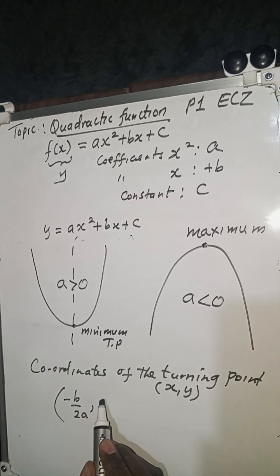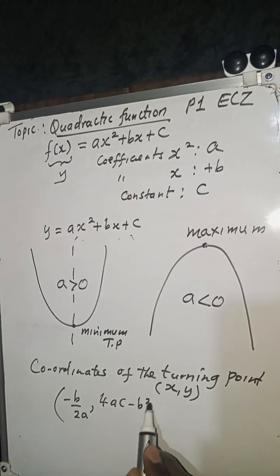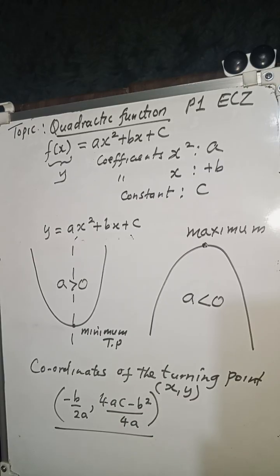What you do, you can use the formula 4ac minus b squared over 4a. So you can use that, but I'm going to show you different methods that you can use in order to actually carry that out. So that is what you need to remember.